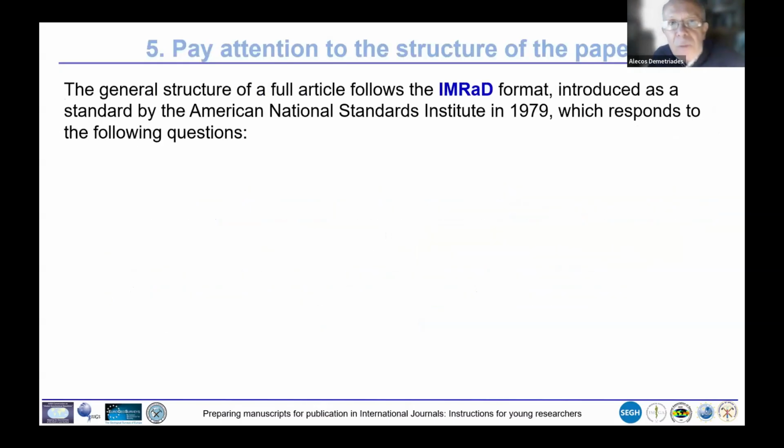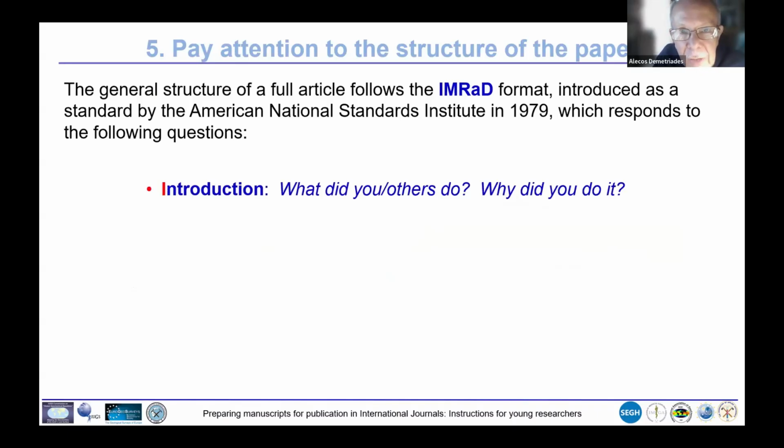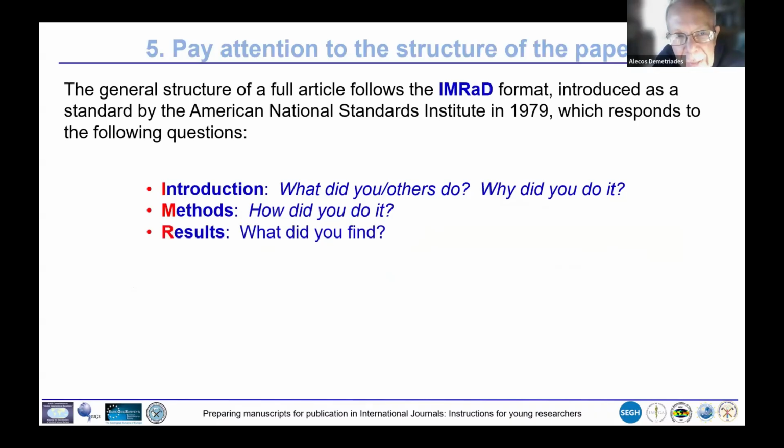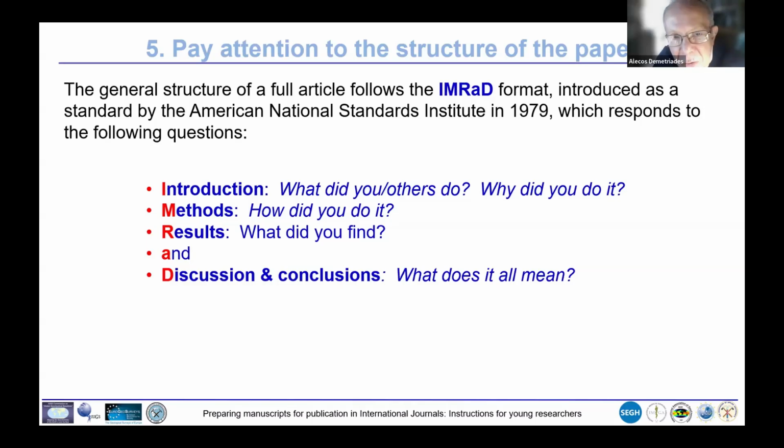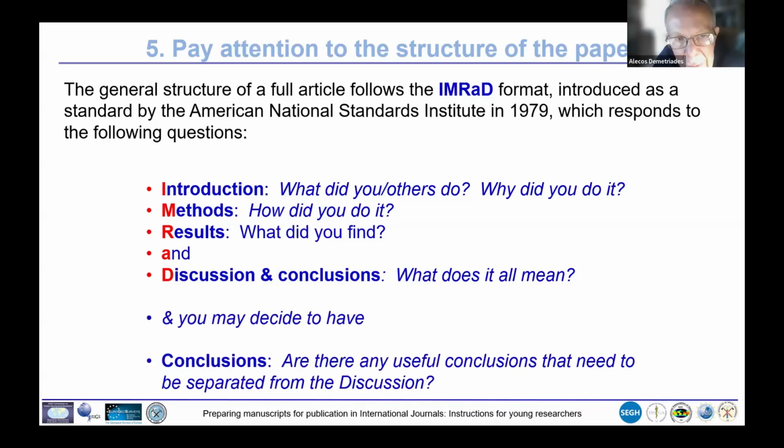And the general structure of a full article follows the IMRAD format, introduced as a standard by the American National Standards Institute in 1979, which responds to the following questions. Introduction. What did others do? Why did you do it? Methods. How did you do it? Results. What did you find? And discussion and conclusions. What does it all mean?